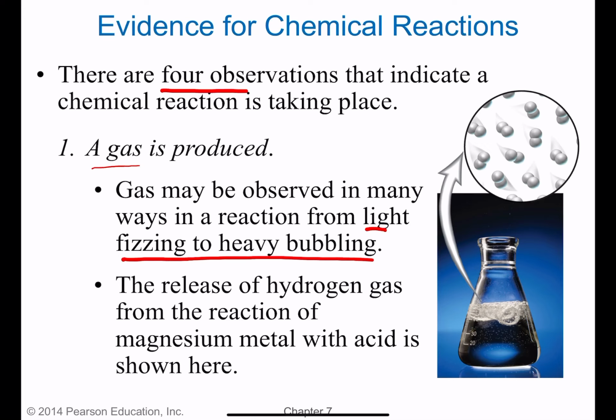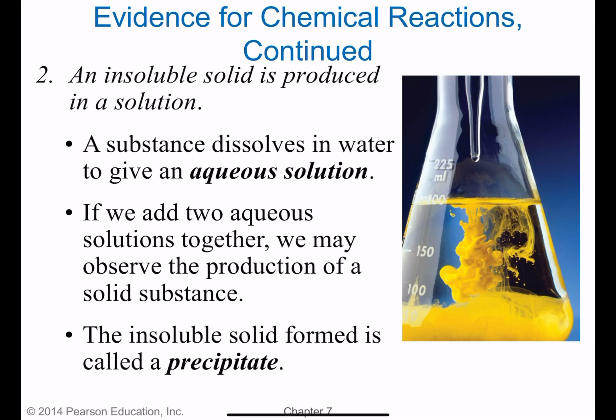Here, in their example, they've got magnesium with an acid. So for example, magnesium solid metal plus HCl. One of the products that we would make is H2 gas. We would make other products as well. But anytime you see a gas, you're making a new substance, so that's an example of a chemical change.